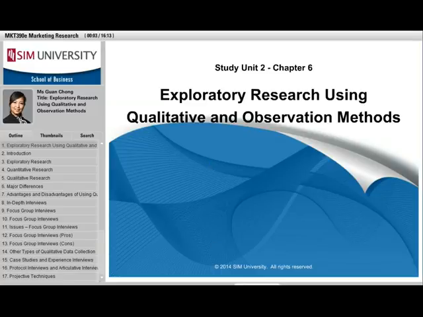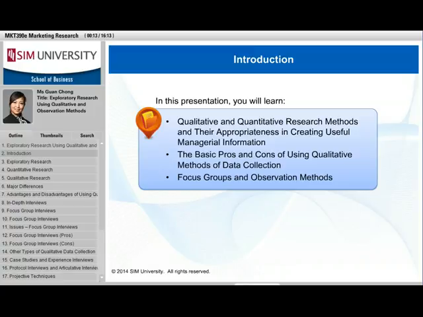Study Unit 2. This presentation covers exploratory research using qualitative and observation methods. In this presentation, you will learn qualitative and quantitative research methods and their appropriateness in creating useful managerial information. The basic pros and cons of using qualitative methods of data collection and focus group and observation methods.